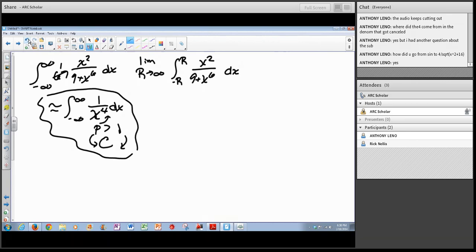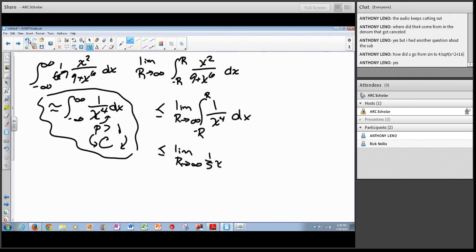Well, the technical thing that we're doing is we're saying that this is always less than or equal to the limit as r goes to infinity of the integral from negative r to r of 1 over x. That's the key part that we're missing, right? Because if it's going to converge, then whatever is below it will obviously converge as well. So as long as we can pick an upper bound that is easier, we can just integrate that. So then we would say, okay, the limit as r goes to infinity, we would do this integral, negative 1/5 x to the negative fifth, evaluated from negative r to r.